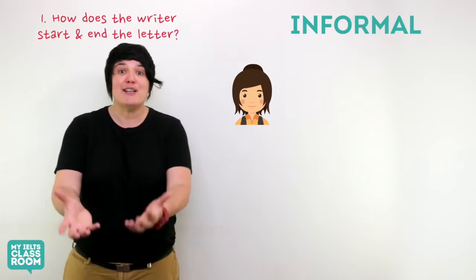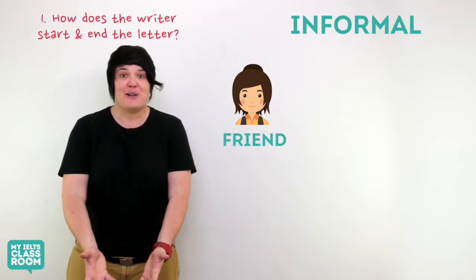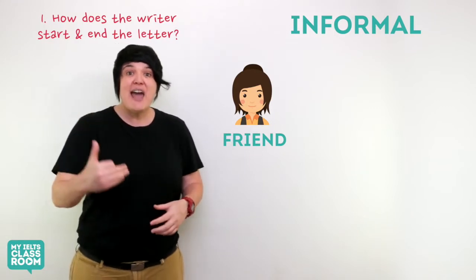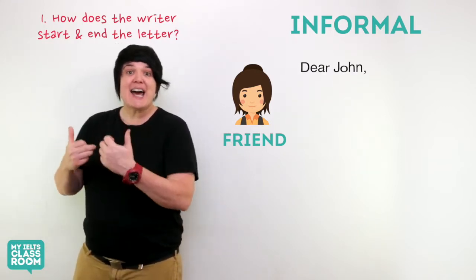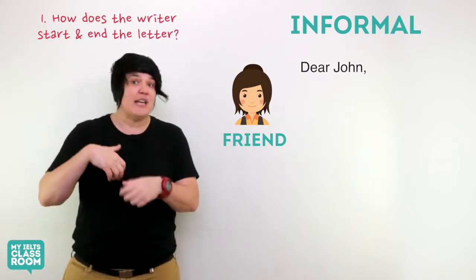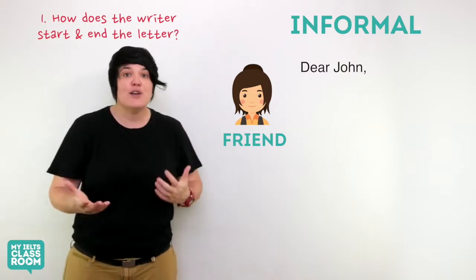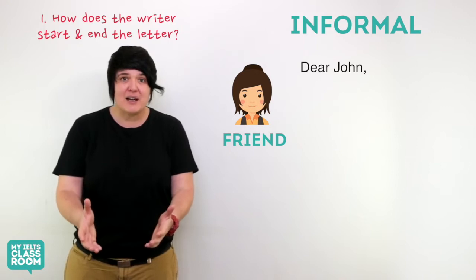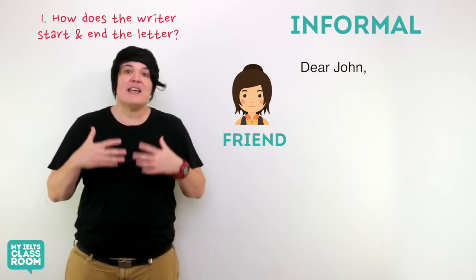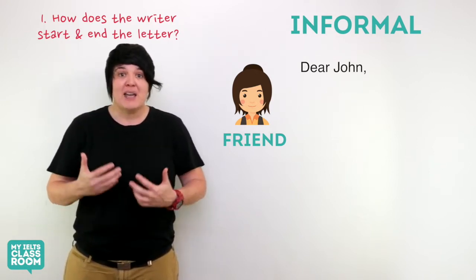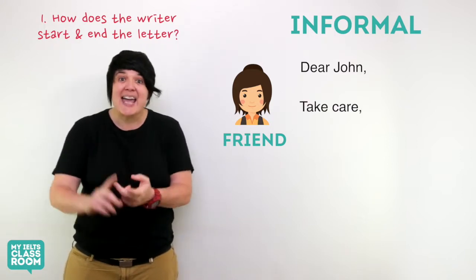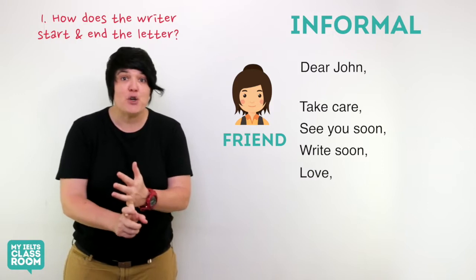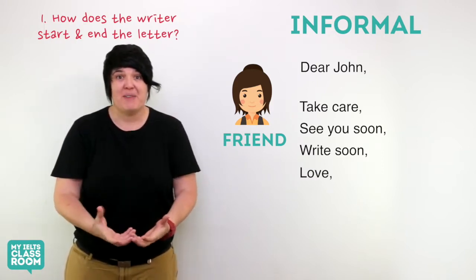Here, we're writing to a friend, so we're not going to say, Dear Mr. Jones, if it's our best friend. Here, we will start with Dear and then a first name, so Dear John, Dear Paul, Dear Susan, you choose the name. And when we end the letter, well, we just need a friendly sign-off. This could be take care, see you soon, write soon, love if you have a close relationship.